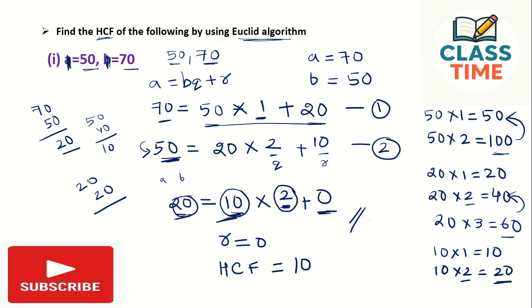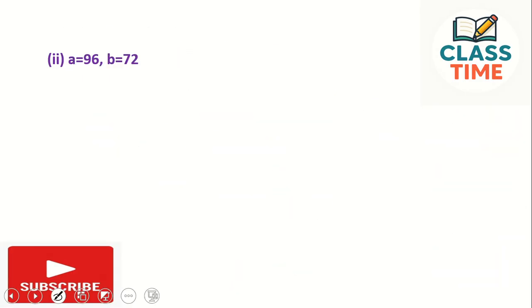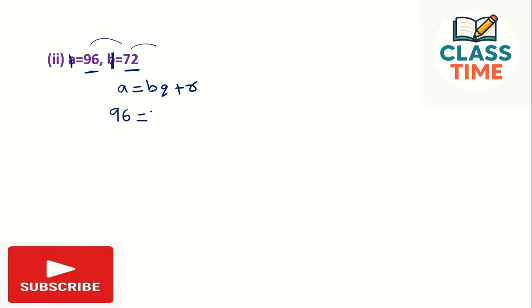Let's see another problem. Now here given A equals 96, B equals 72. Write the statement A equals BQ plus R. Now, sorry, A and B will not be given. So, the numbers 96 and 72 are given. So, what will be A here? The greater number should be taken. One is 96, one is 72. What is the greater number among these? 96. So it should be taken as A. Next, what is B? The smaller number, 72.